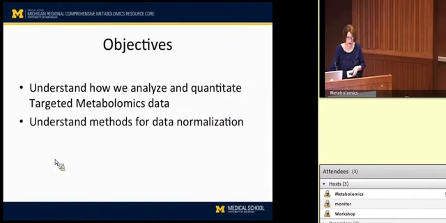So the objectives for today's talk are for you to understand how we analyze and quantitate your targeted metabolomics data, and to understand some methods for data normalization.